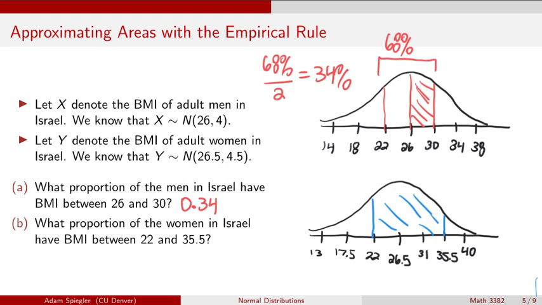There are many different ways that you can imagine chopping this area up into different pieces and calculating the area of those pieces. I'm just going to go through one possible way, but you may be thinking about this in a different way and get the exact same answer. So building off of what we talked about before, over here between 22 and 26.5, this is 1/2 of the 68%. So recall 68% of the data is within plus or minus one standard deviation of the mean.